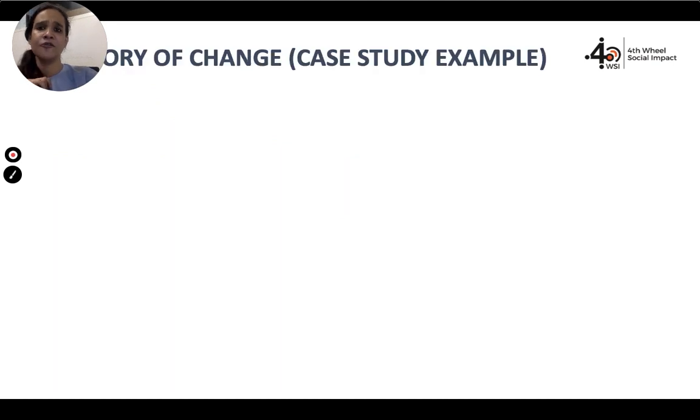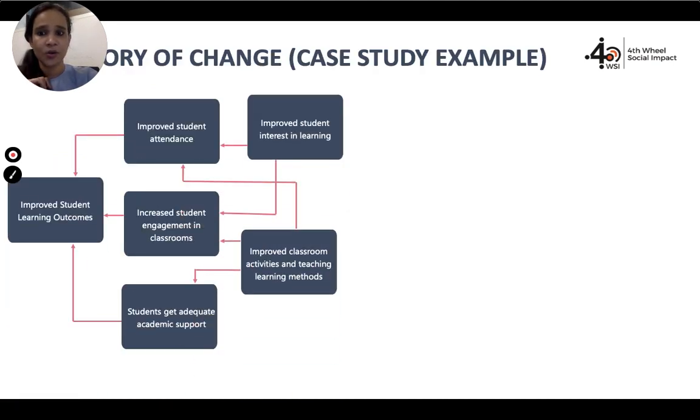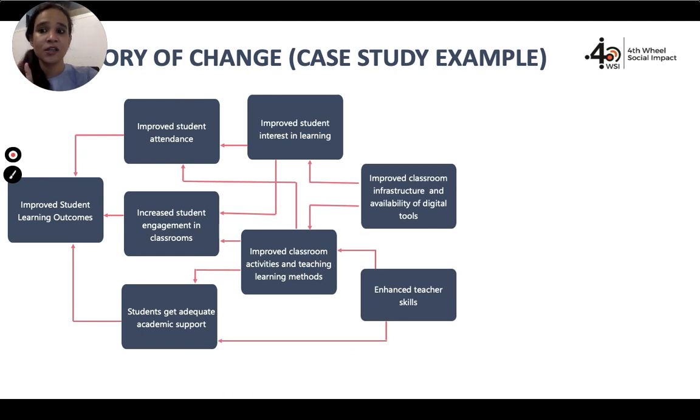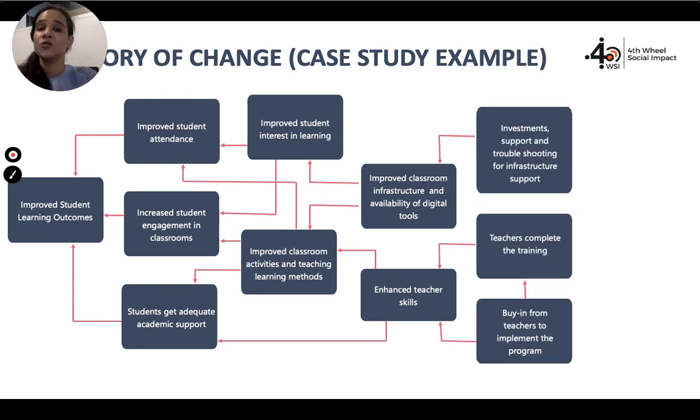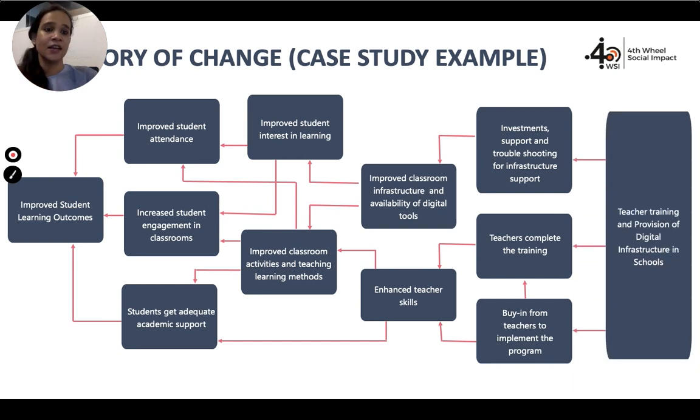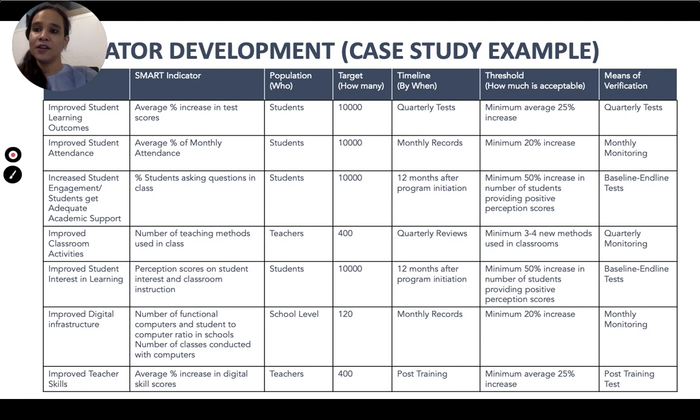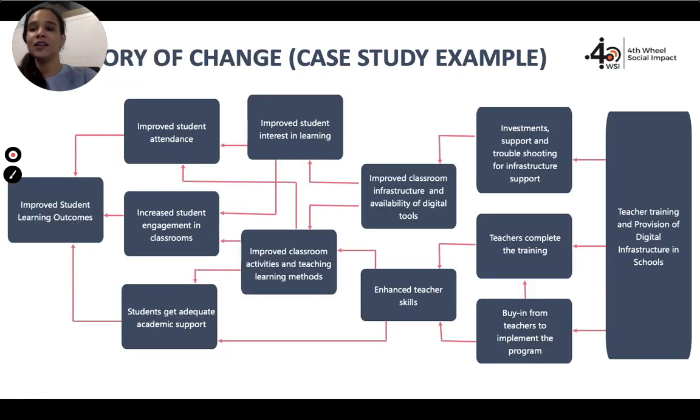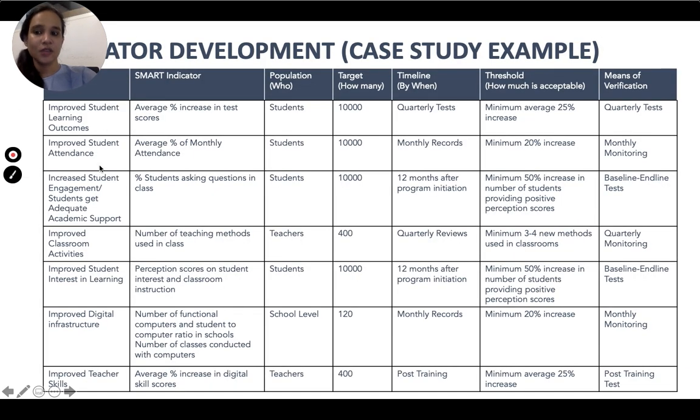Now let's look at it from the case study example. If you remember, we said there should be improved student learning outcomes owing to attendance. Attendance will come about because of an interest in learning. This would come about because of an improvement in classroom infrastructure and teacher skills, and so on and so forth. So what we've done here, once we're looking at this case study, we've taken each outcome. So we've taken improved learning outcomes, and each of these outcomes are listed here. We will be discussing SMART indicators and what you should look at when you are developing your indicators. But for now, let's just put the theory into practical application.